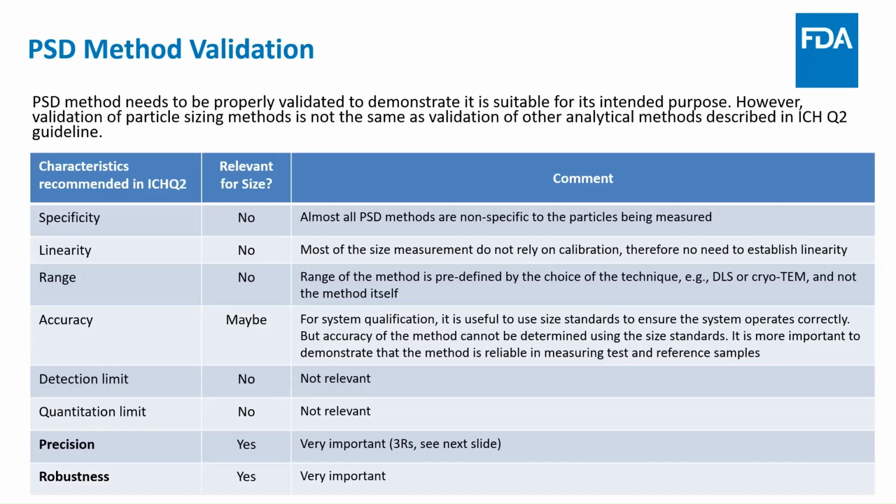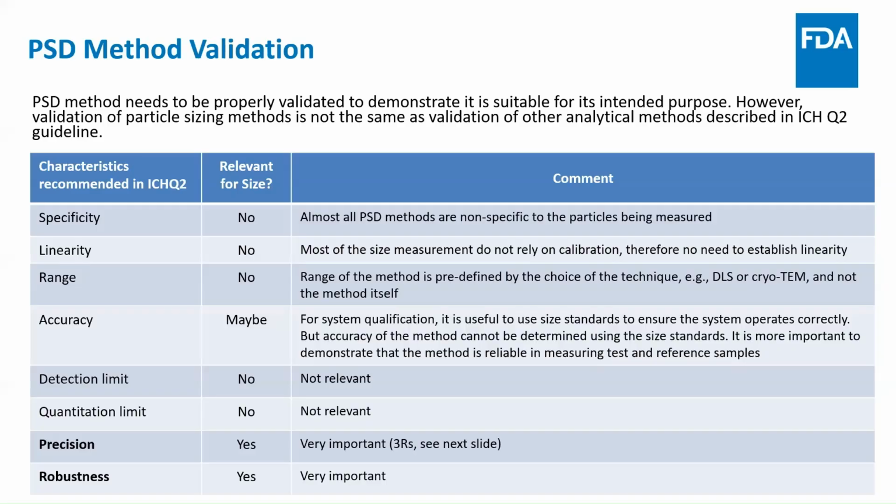It's really the range: what is the size range that we feel comfortable the technique can provide a measurement for. So far, everything I talked about may not be relevant, but what's really critical is the precision, and the precision in terms of 3 R's: repeatability, reproducibility, and robustness. Of course, robustness itself is one of the critical things to validate. So these 2 parts are both really important, right?